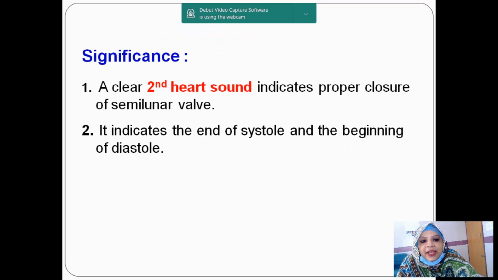Now significance: a clear second heart sound always indicates proper closure of the semilunar valve. Number two, it indicates the end of systole and the beginning of diastole. Of course, after the end of systole comes the onset of ventricular diastole, so it indicates the end of systole and beginning of diastole. And listen to me very carefully here. The first and second heart sounds you can hear, or auscultate, by stethoscope.